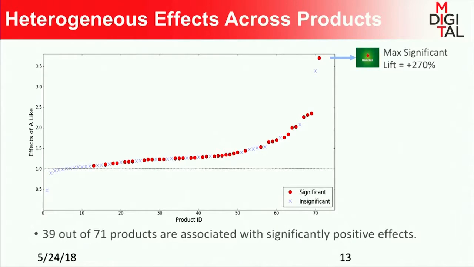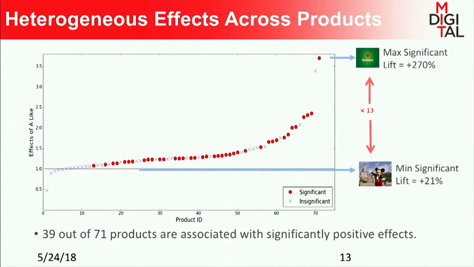Showing a like for the ads of Heineken beer will make us about 70% more likely to engage with these ads, which is about 13 times as large as doing that for the ads of Disneyland.